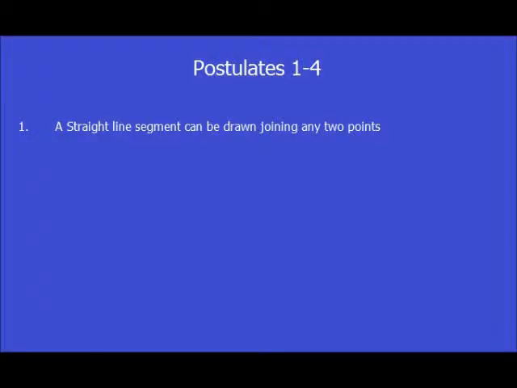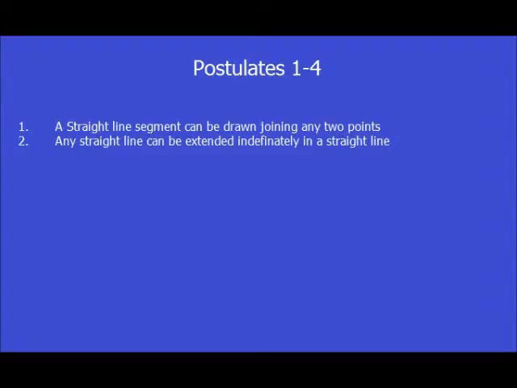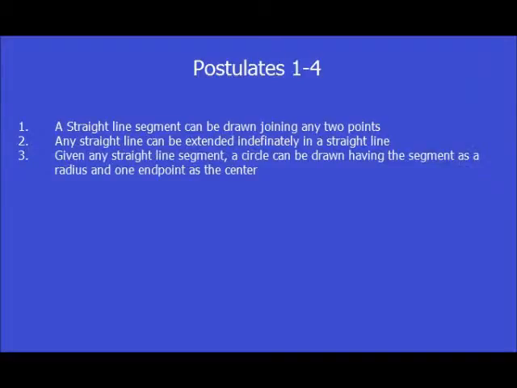Euclidean geometry is based on 5 postulates. 1. A straight line can be drawn joining any 2 points. 2. Any straight line segment can be extended indefinitely in a straight line. 3. Given any straight line segment, a circle can be drawn having the segment as a radius and one endpoint as a center. 4. All right angles are congruent. Now the 5th postulate, where the problems begin.